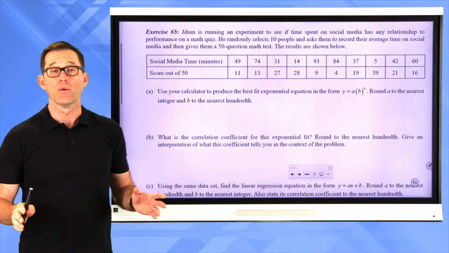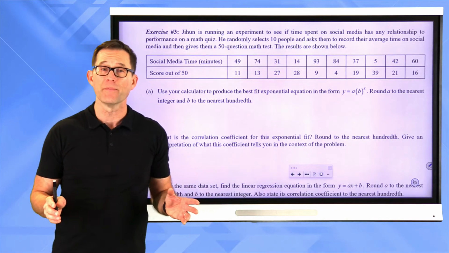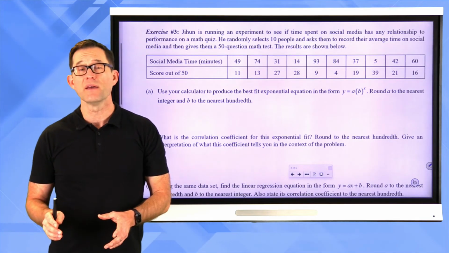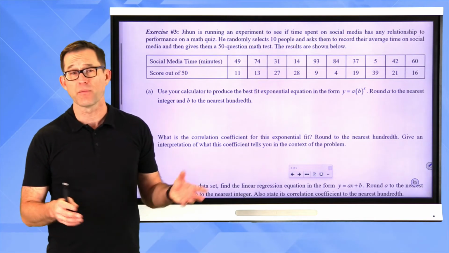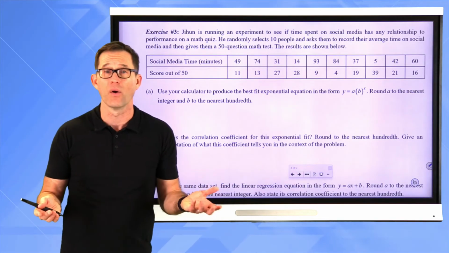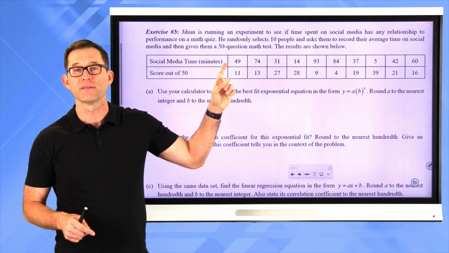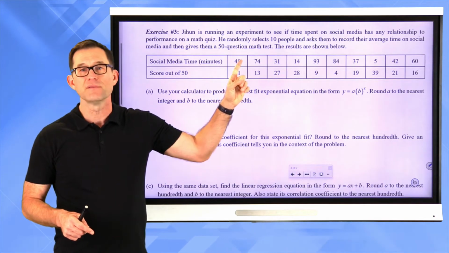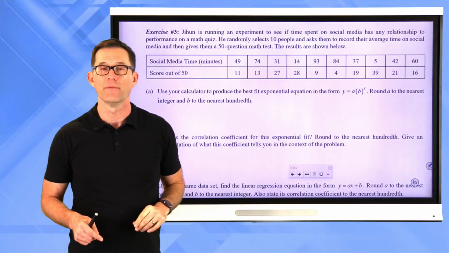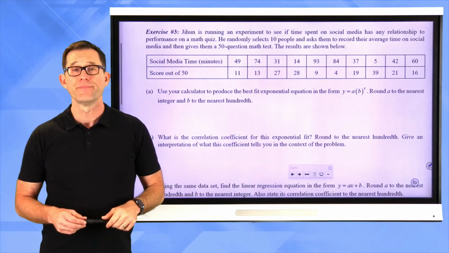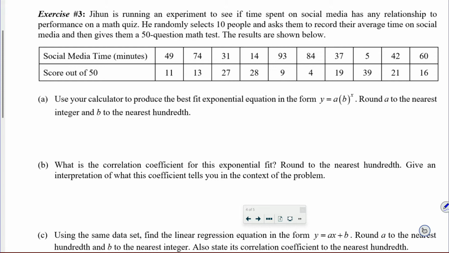All right. So, Ji-Hoon's premise here probably is the more time you spend on social media, the worse you're going to do on this math test, probably because you spend less time studying. I don't know. You know what I mean? So, somebody that spends 49 minutes per day on social media got a 74, 11 got a 13, etc. Now, let's take a look at letter A. Use your calculator to produce the best fit exponential equation in the form y equals a times b to the x, round a to the nearest integer, and b to the nearest hundredth.